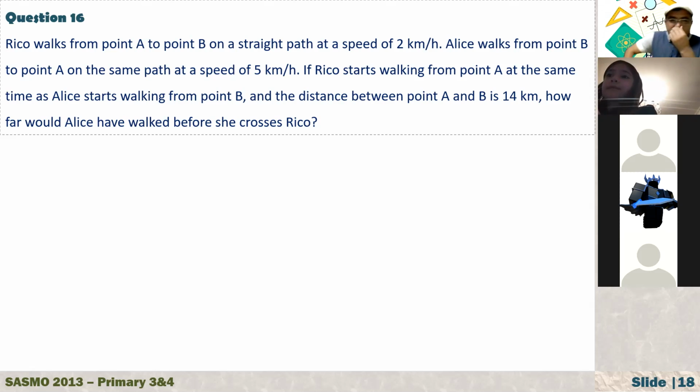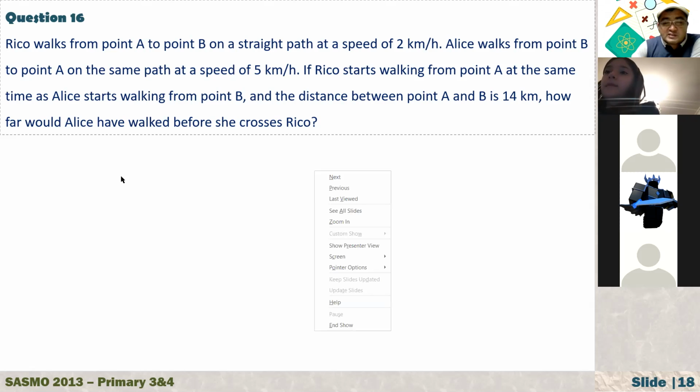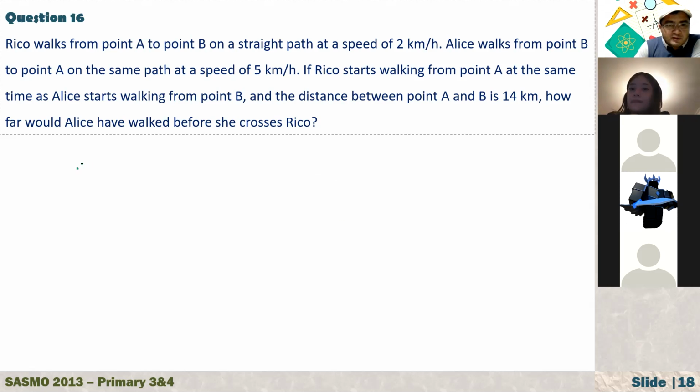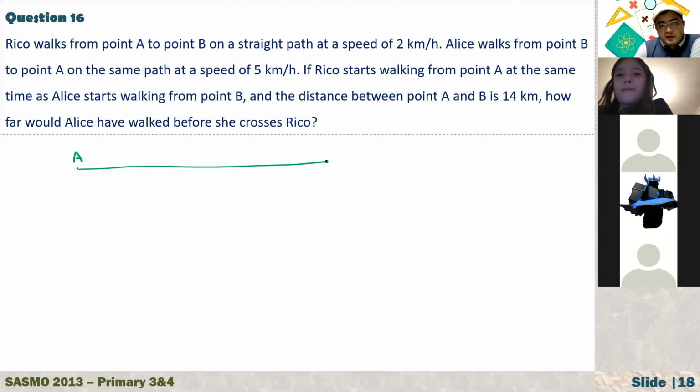Very easy question, right? Here we have 2 points, the straight path. Let's say this point is A, and that is our straight path. And this one is B. And it asks what is the distance between these 2 points? The distance is 14 kilometers.